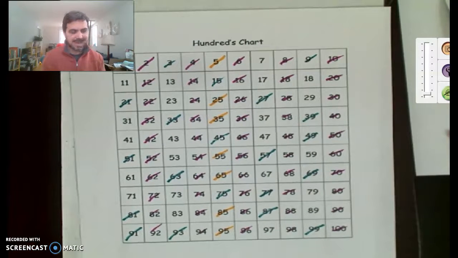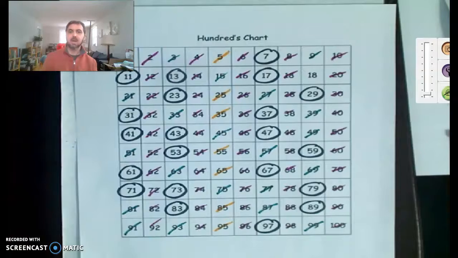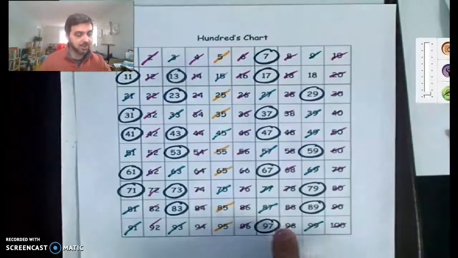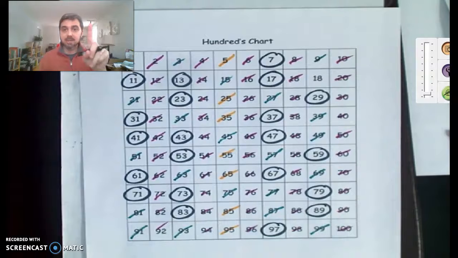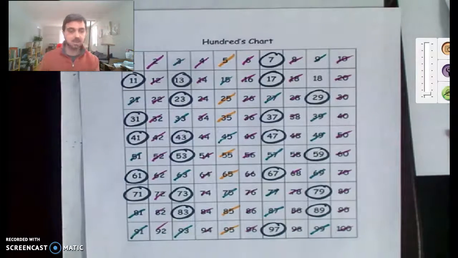Okay. And then the 8s should be all set because we already crossed off all the 2s and 4s. And the 9s should be all set because we already crossed off all the multiples of 3. Okay, so now let's circle any numbers that are left over. All right, so these are the ones that are left. If you circle all the ones that are left, these are all prime numbers. You can only make one rectangle with these numbers, and there's only 2 factors, 1 and themselves.